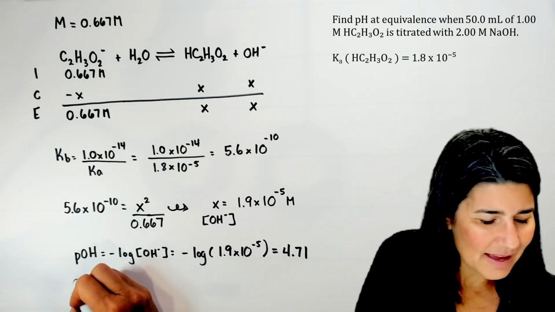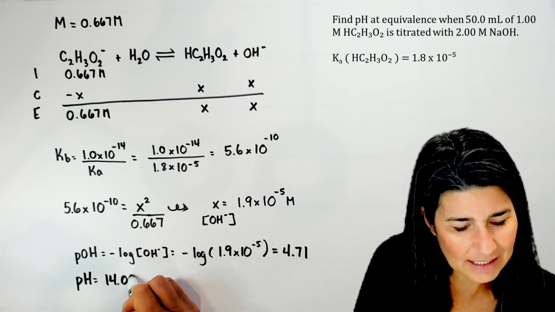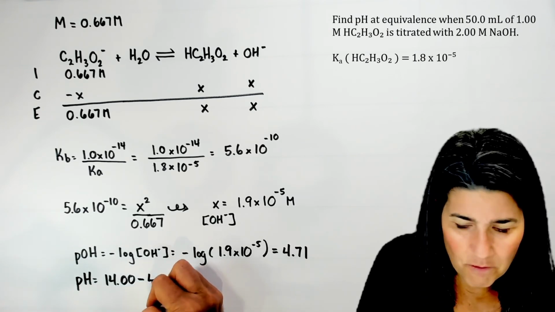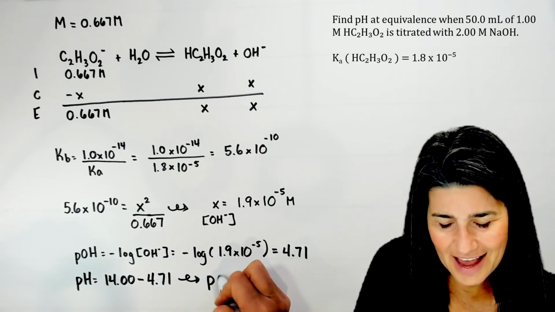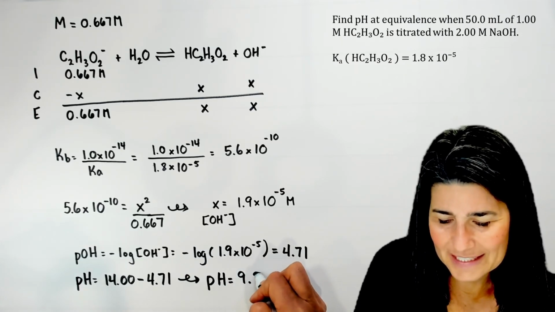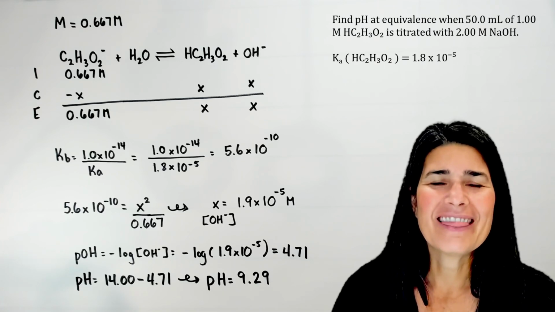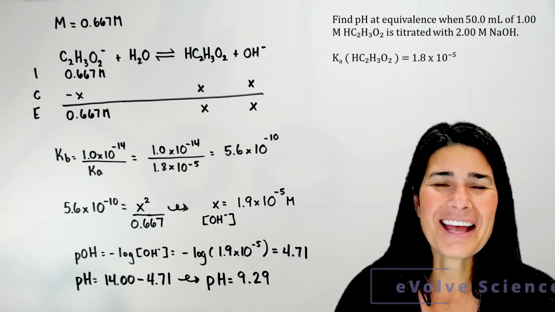So close. All we need to do is change that pOH into a pH. And we can do that by saying the pH is 14 minus that pOH value, the 4.71. And if we do that, I get a pH value of 9.29. And as predicted, that is a basic pH at equivalence.